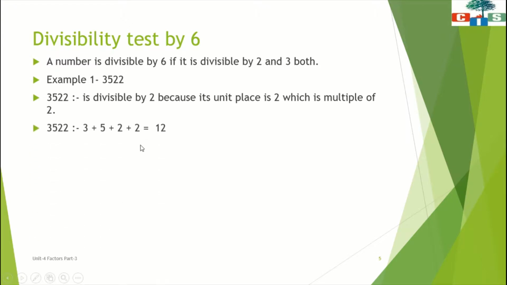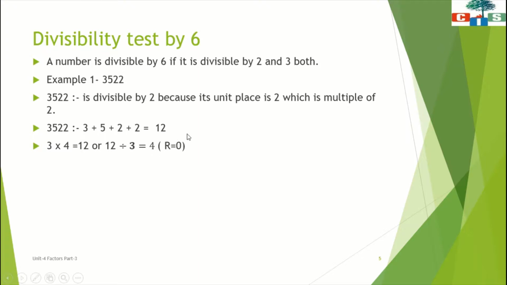So what is the divisibility test of 3? We have to add all the digits, that is 3 plus 5 plus 2 plus 2. So 3 plus 5 is 8, 8 plus 2 is 10, and 10 plus 2 is equal to 12. Now we have to see whether this sum is divisible by 3 or not. Yes, this 12 is divisible by 3.